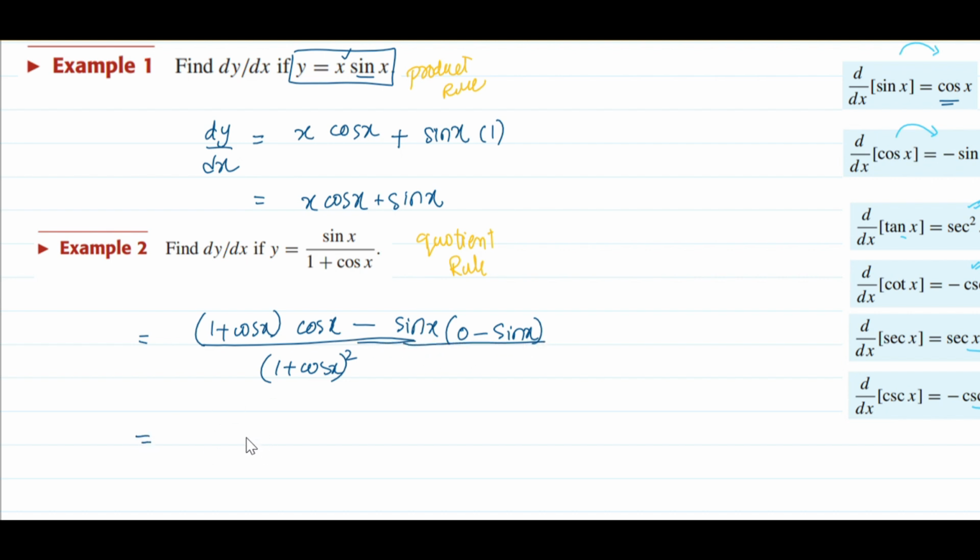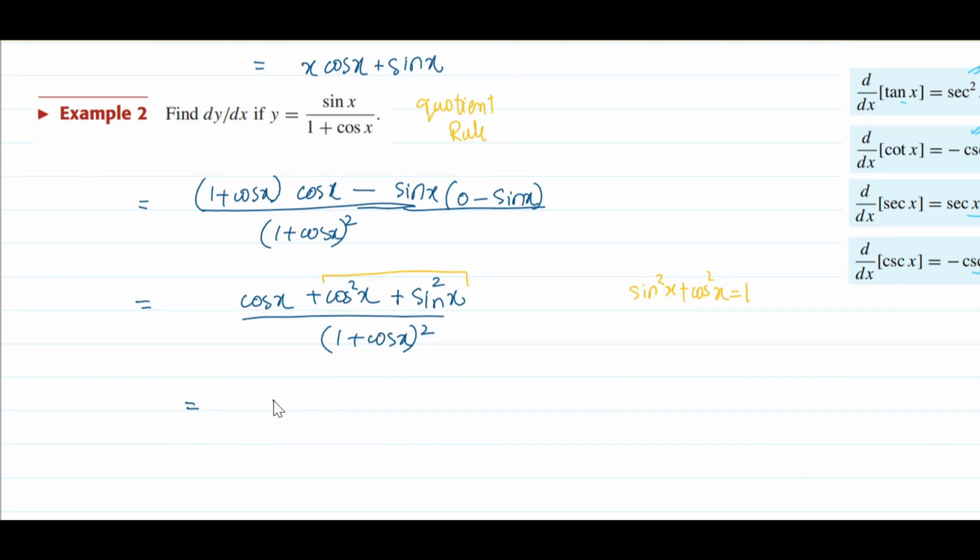Now it's time to simplify, which will be cos of x plus cos square x minus sine x times minus, which gives plus sine square x. So 1 plus cos square, same on the denominator. As you know, the trigonometric identity cos square plus sine square is equal to 1. So this term would be 1, and you have cos of x plus 1.